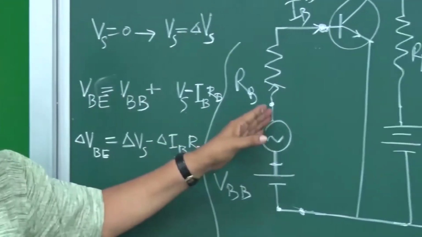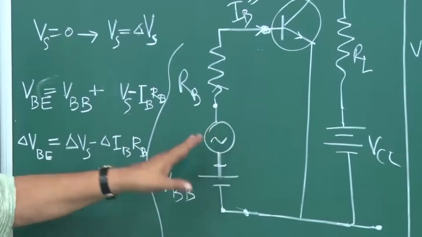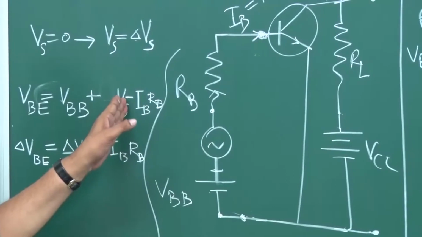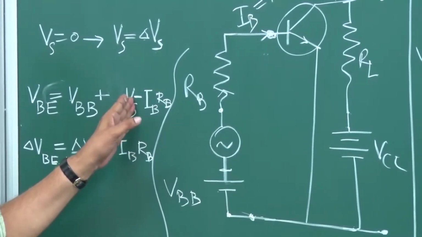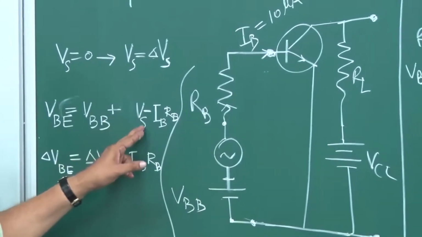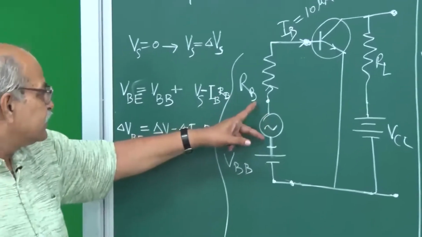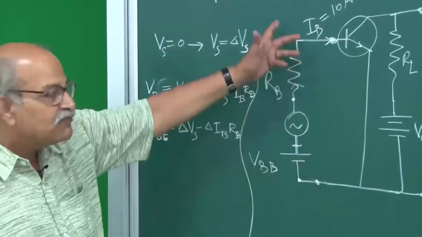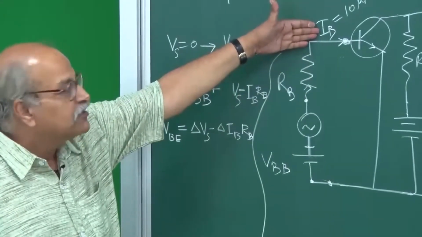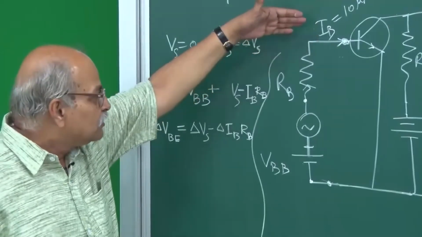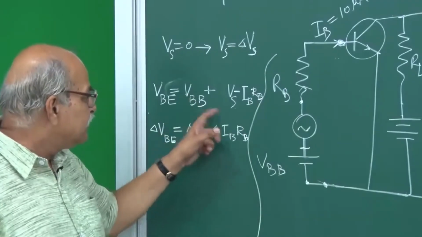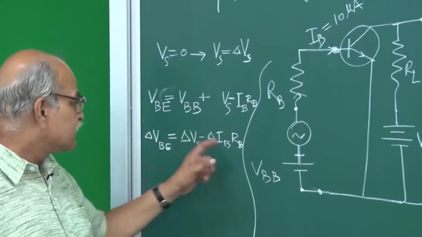So this signal is changing. At a certain time it has some value, let us say Vs, and after delta t time it has become Vs plus delta Vs. So this signal has changed. Similarly, when the signal is changed, the biasing voltage has changed, and this current will change from 10 microampere to something else. So I am writing here delta IB, RB is fixed, VBB is fixed. So delta VBE is this.